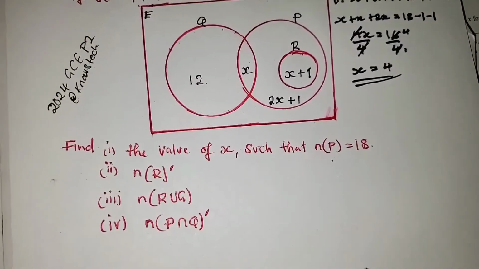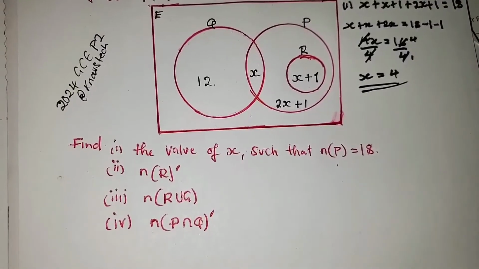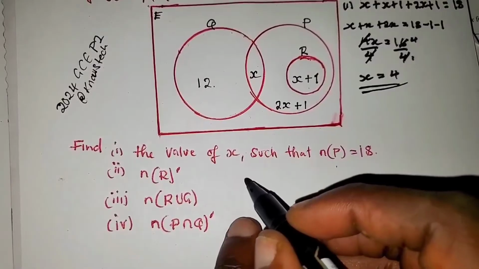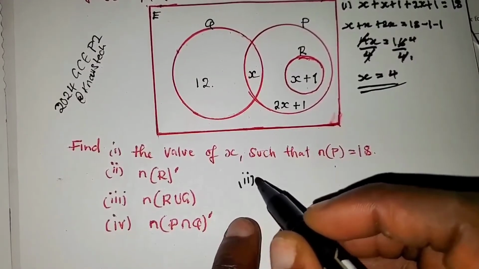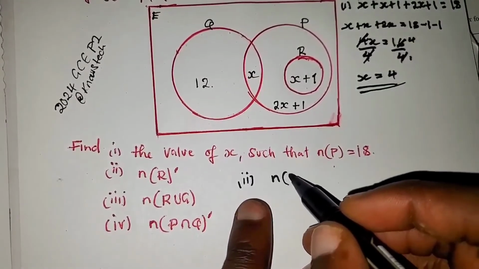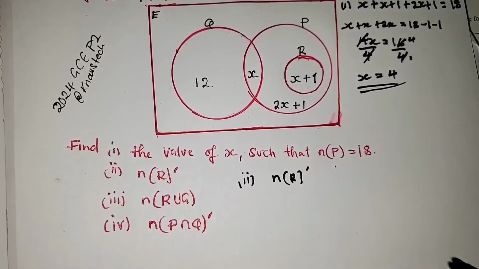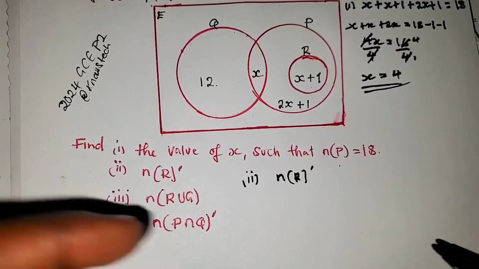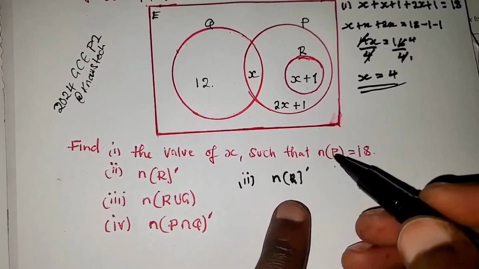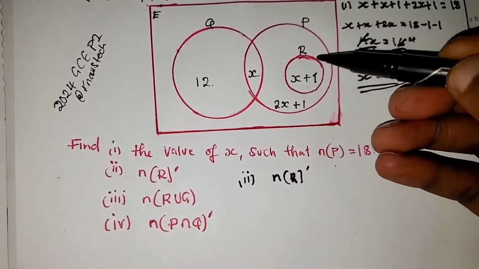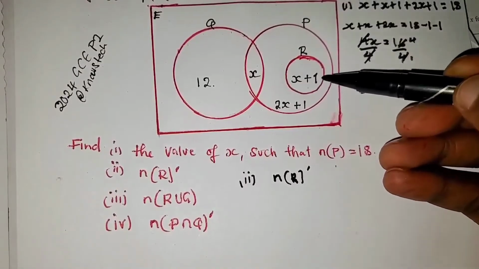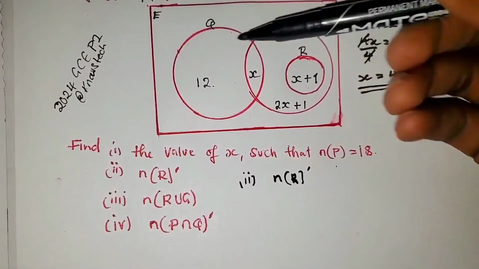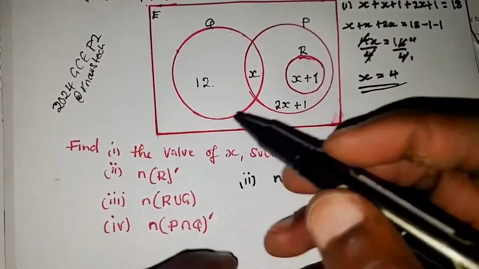Now look at this. The second question is, you're asked to find the number of elements in R complement. Complement means excluding, not including. So we are not going to include set R. Where is set R? Set R is this one, x plus 1. So we're not going to include this one. We're going to add what is outside R.